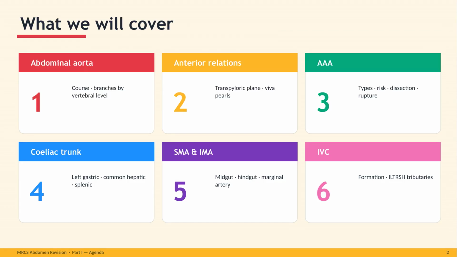A quick breakdown of the 6 headline topics: the aorta and its branches by vertebral level, the anterior relations crossing it, that's a classic Viva question, aneurysms and the 4 types you need to recognize, the celiac trunk's 3 branches, SMA and IMA territories with the marginal artery, and the IVC with the mnemonic for its tributaries. 6 topics, all high yield.